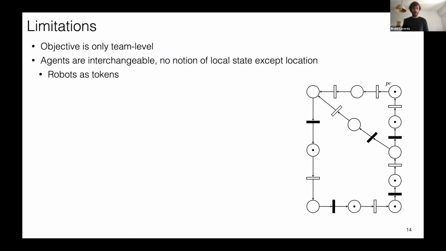This is also what I had to tell you about the GSPN side of things. They have strong limitations. First, the objective of the GSPN is only at the level of the team. Okay, so we can't talk about objectives for different robots. And also it needs to be a style of objective where agents are interchangeable. So there's no notion of local state except the location of the robot. So the single robot model here is very, very impoverished. It's basically just a token in the multi-robot model.